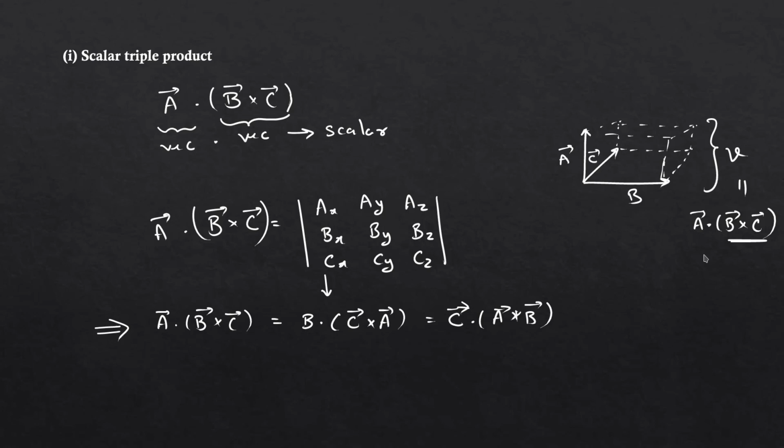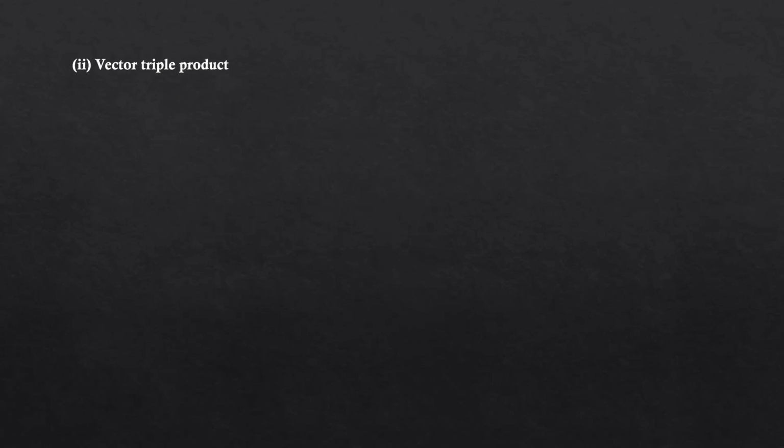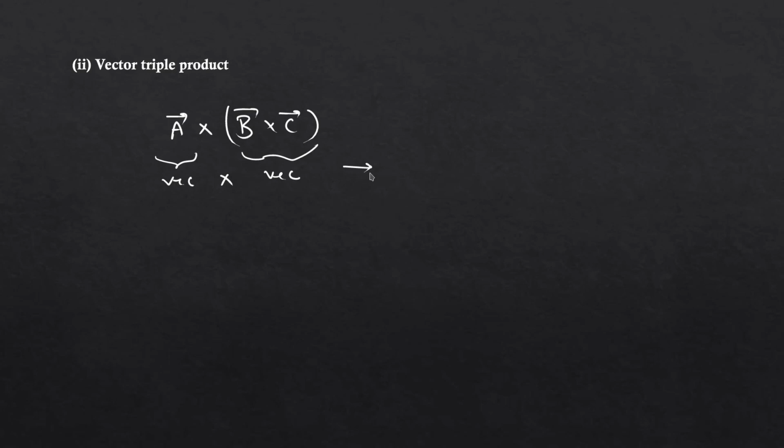The next one we have, and the last one, is the vector triple product. So we have vector B cross C as a cross product, and if we take another vector and take the cross product of that, that gives us the vector triple product. Since this is a vector, and vector A is also a vector, their cross product will be a vector. So let me write it down. This is a vector, this is also a vector, and their cross product will be a vector. So this is called the vector triple product.